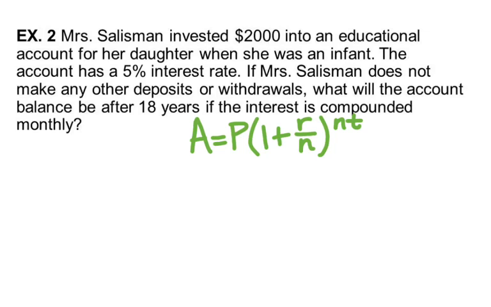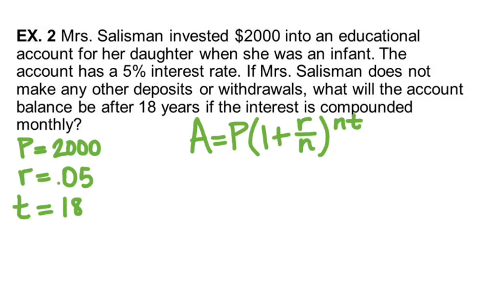So we're going to use the compounded interest formula, not the continuously compounded. It would say continuous in the problem if you were supposed to use that. This one is compounded monthly. Okay, so let's pull out all of the information from this problem. First thing is the principal investment is $2,000. The rate is 5%, so that will be 0.05. And then the time is 18 years. They also said that it's compounded monthly, so that's going to be compounded 12 times throughout the year.